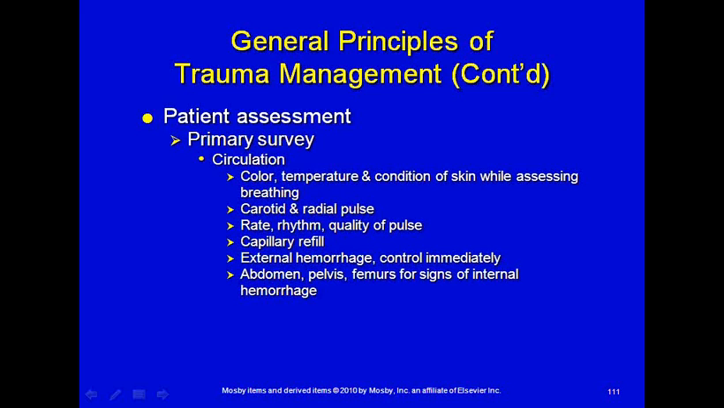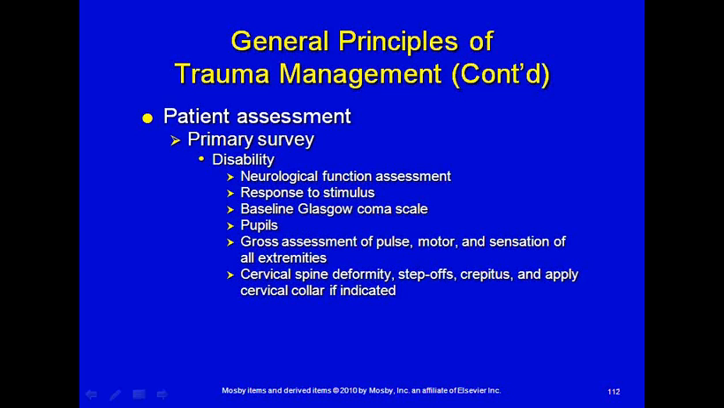Examine the abdomen or the pelvis and the femurs for signs of internal hemorrhage. Abdomen will be distended and guarded. The pelvis, you're really not going to know unless they complain of pelvic pain or have some pelvic instability when you compress the pelvic rim. The femur will just swell. Your disability is part of your primary survey, and here you're doing neurochecks.